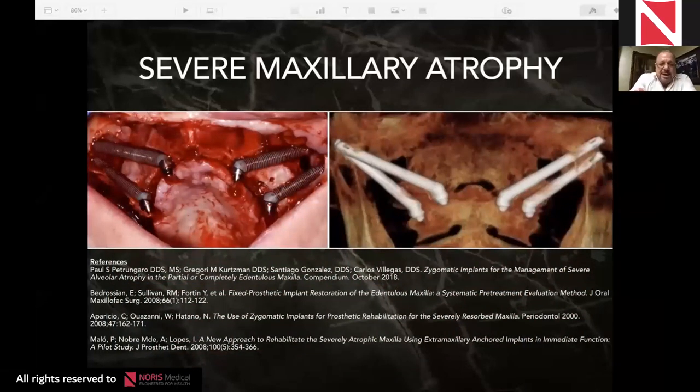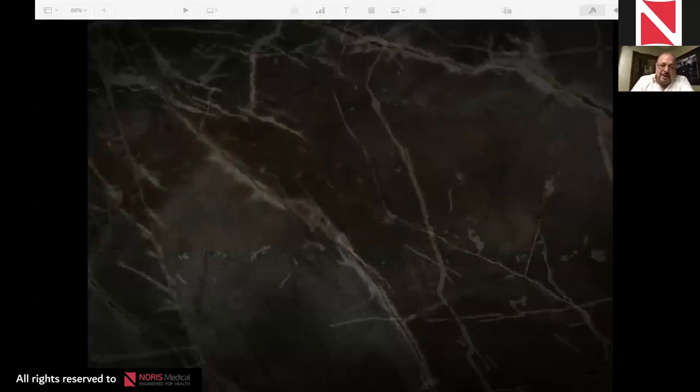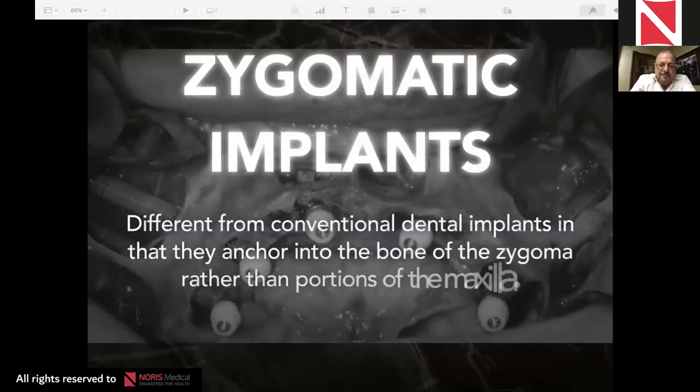Severe maxillary atrophy is definitely an issue that we have to deal with. It may be full arch, it may be partial arch, it could be unilateral, it could be in the anterior, it could be in the posterior. There are a lot of papers that are written. We just had our second one come out now on zygomatic implants. The different thing with them is they get their anchorage into different aspects of the zygoma.